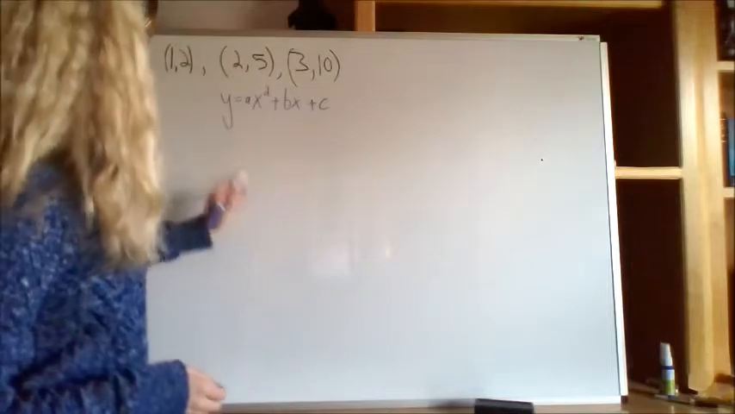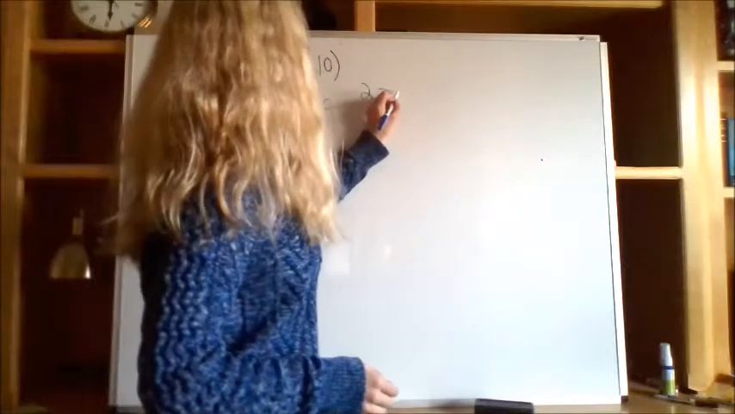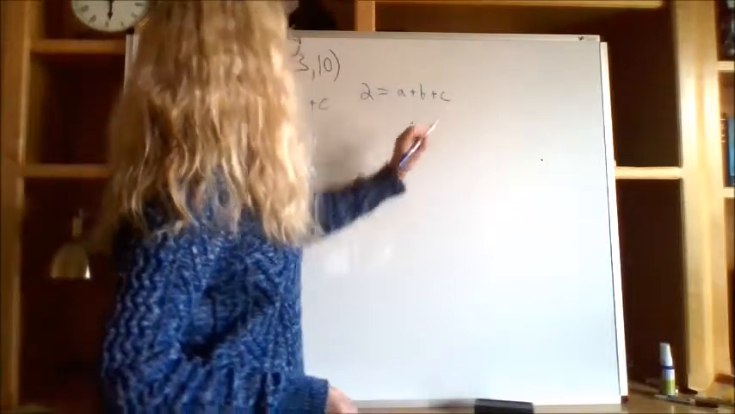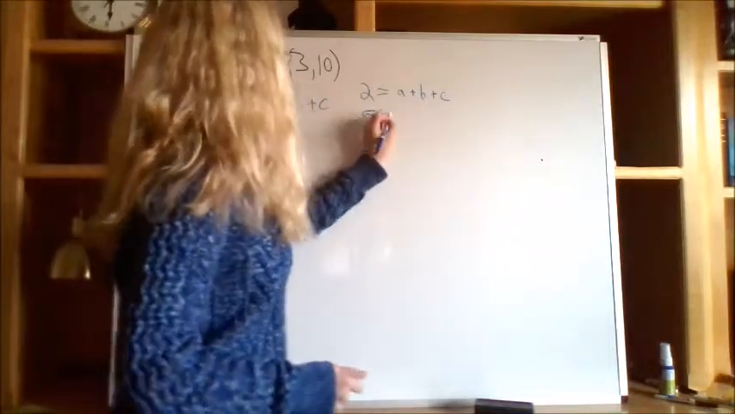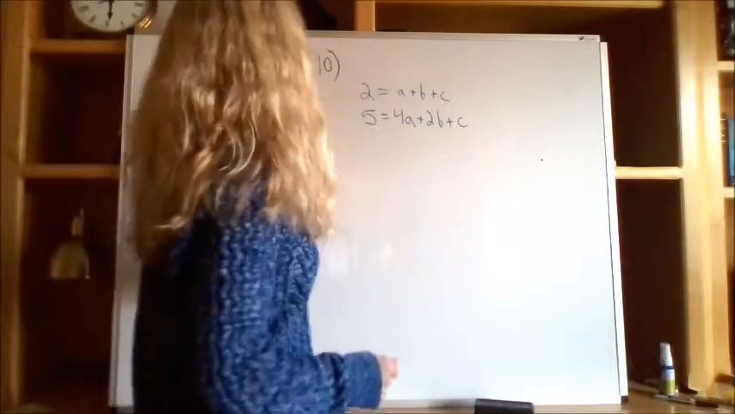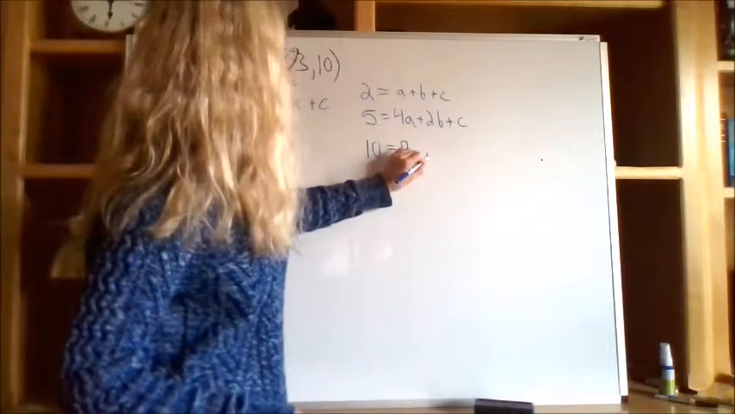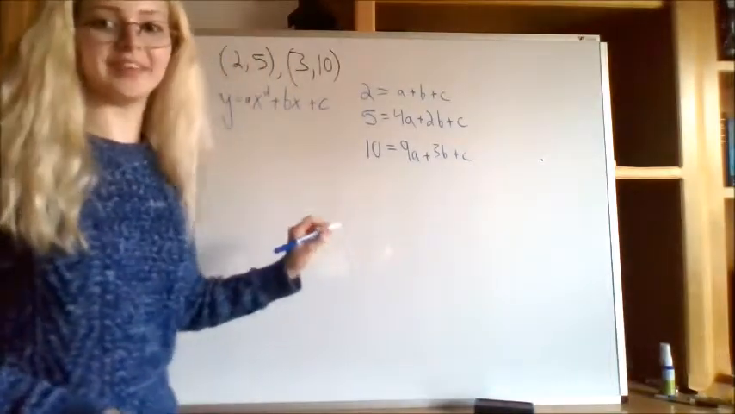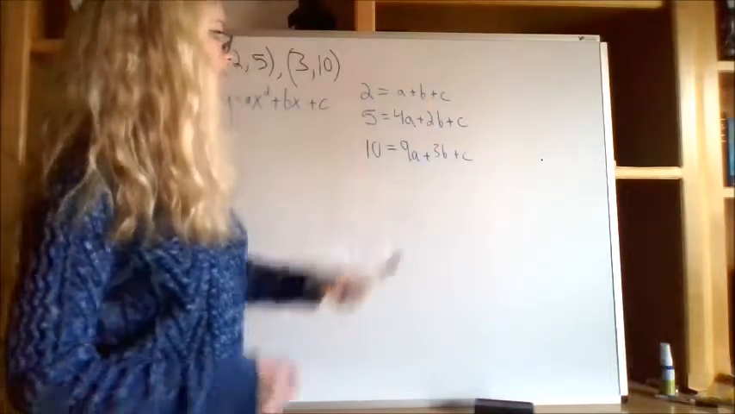So if we take this one, we get 2 equals a times 1 plus b times 1 plus c. And then 5 equals 2 squared, so 4a plus 2b plus c. 10 equals 9a plus 3b plus c. So next we just use our problem solving skills to solve these 3 equations.